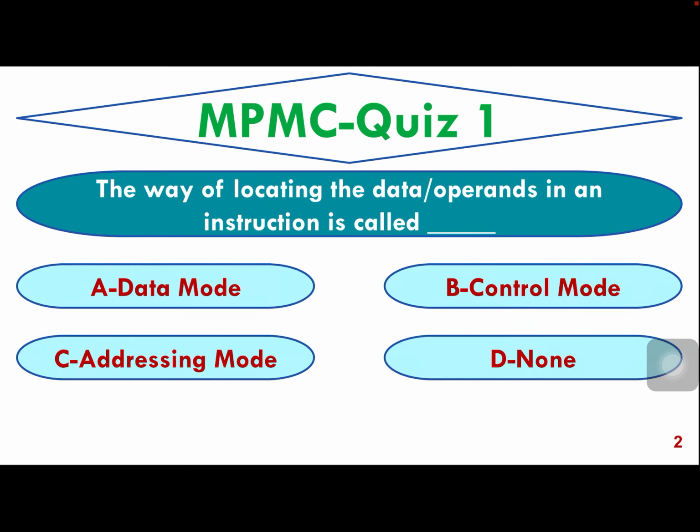Second one, the way of locating the data or operands in an instruction is called A. Data mode, B. Control mode, C. Addressing mode, D. None. So it is C. Addressing mode.